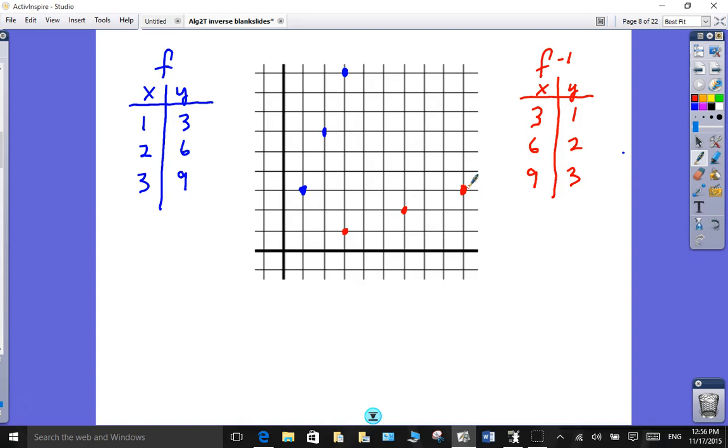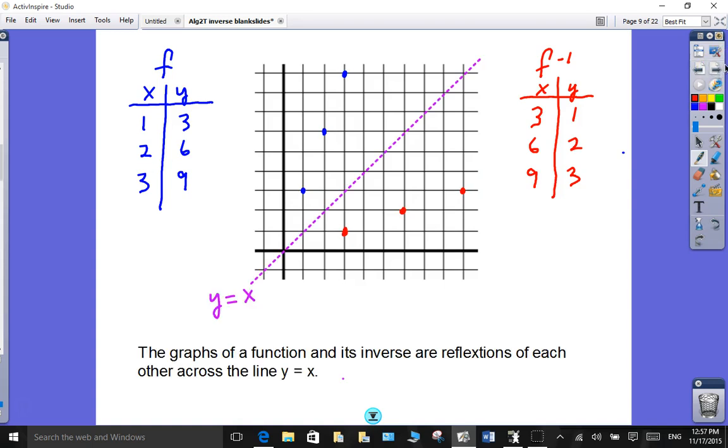If you graph those, it should look like they are reflections across the line y equals x. This line, y equals x, is also known as the identity function, right? Because it's 0, 0, 1, 1, 2, 2, 3, 3. That's like a line of symmetry between these. You can tilt your head to a 45-degree angle. These completely flip over to this.